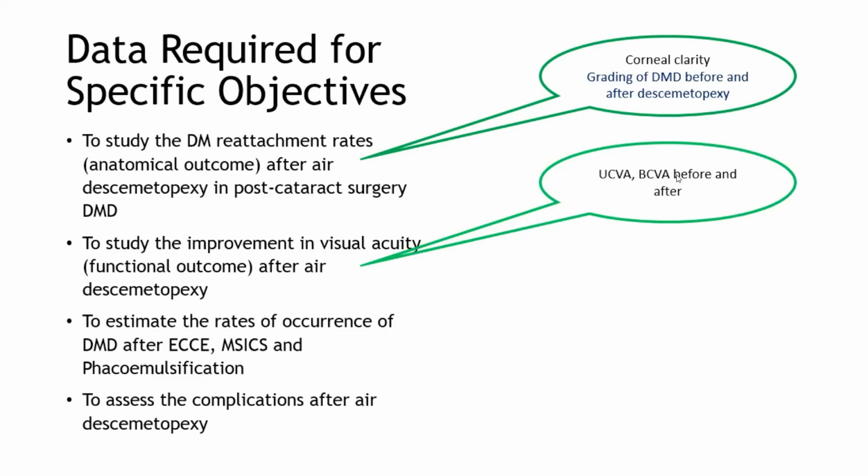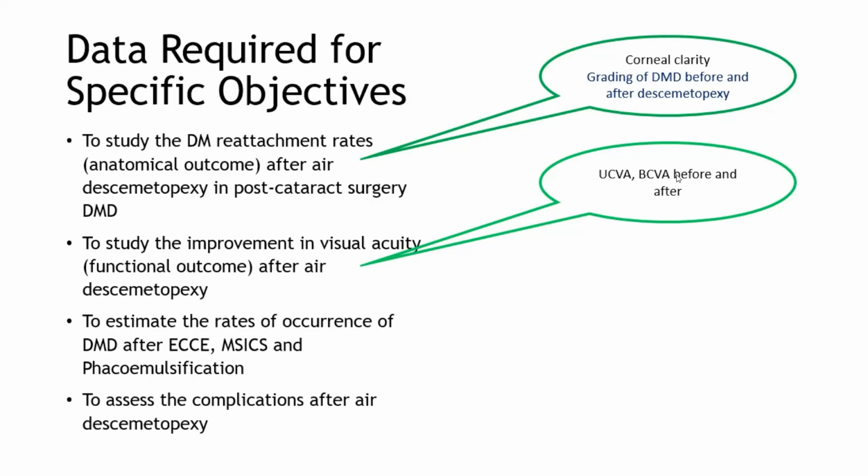And the third one, you want to find out the rates of occurrence of DMD in ECCE, SICS, and phacoemulsification. For starters, these are the three types of cataract surgery that we normally do. So now you want to find out the incidence. What is the numerator? What is the denominator? How many surgeries we are doing in total? The numerator is the total number of DMDs in ECCE divided by the total number of ECCE. So these are the data that you need.